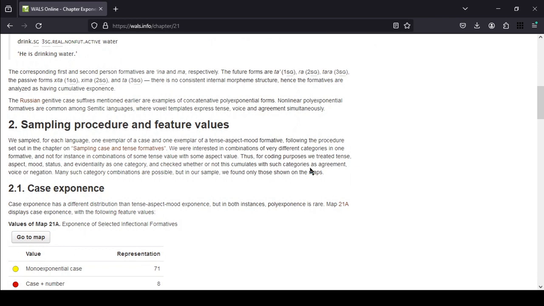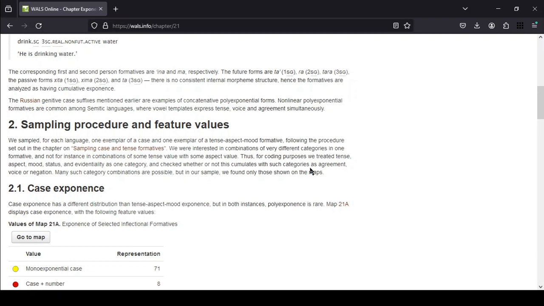The corresponding first and second person formatives are ina and ma respectively. The future forms are ta, ra, tara. The passive forms shita, shima, and ta. There's no consistent internal morpheme structure, hence the formatives are analyzed as having cumulative exponents.